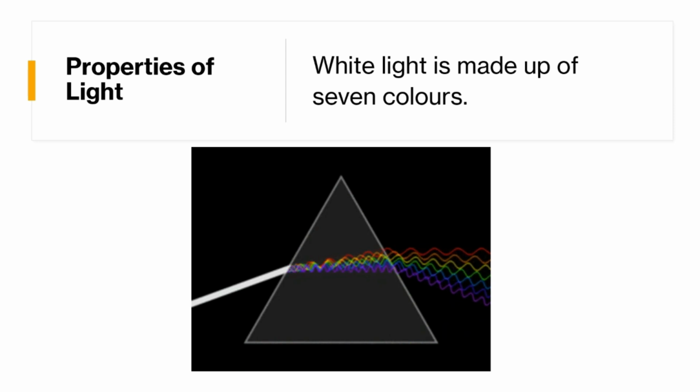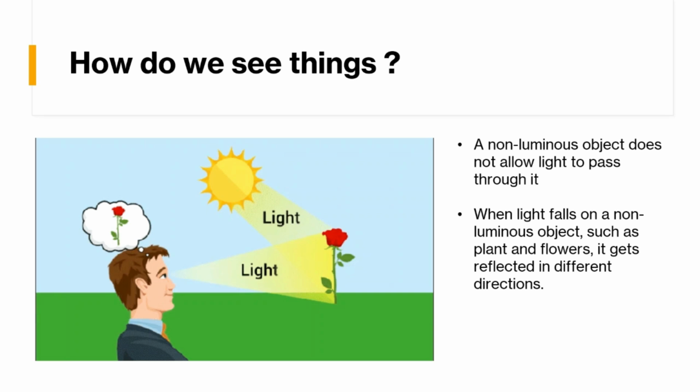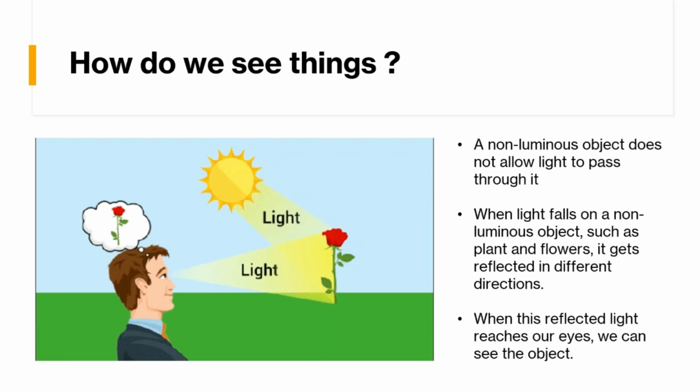Now, have you ever wondered how we actually see things? A non-luminous object does not allow light to pass through it. When light falls on a non-luminous object, such as plants and flowers, it gets reflected in different directions. When this reflected light reaches our eyes, we can see the plants and the flowers. During the day, our room appears bright because of the reflection of sunlight by several non-luminous objects around us.